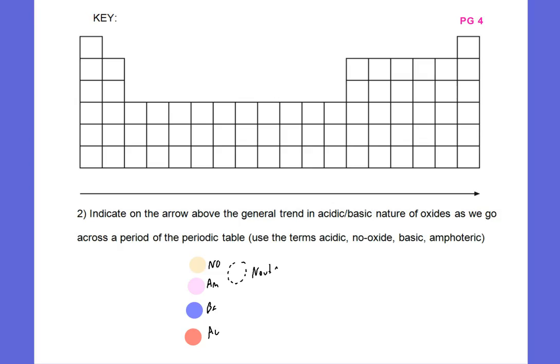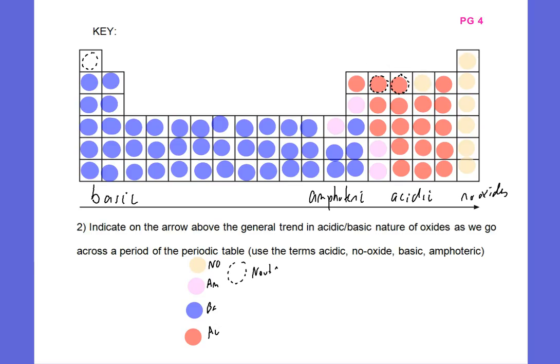So the table should look like this. Hopefully you've got some sort of key. My key was acidic oxides red, basic blue, amphoteric pink. I've gone yellow for no oxides, and I've just gone no colour at all for neutral. So hydrogen oxide is water, a neutral substance. There are some carbon and some nitrogen oxides which are neutral, but they also form acidic oxides, so therefore also red. The noble gases don't form any oxides, so I've gone with yellow for them.